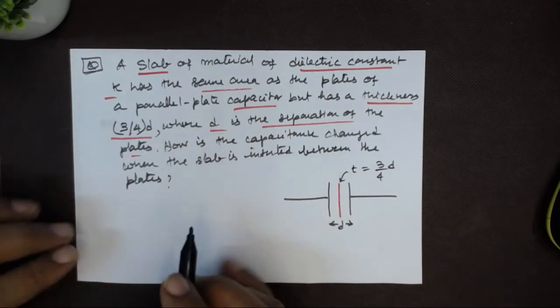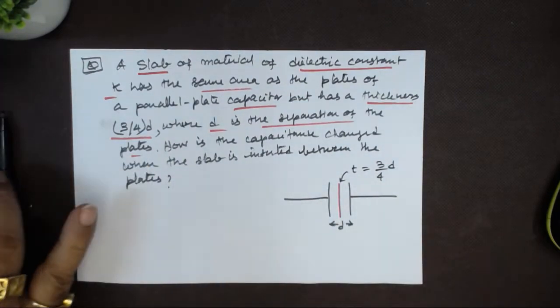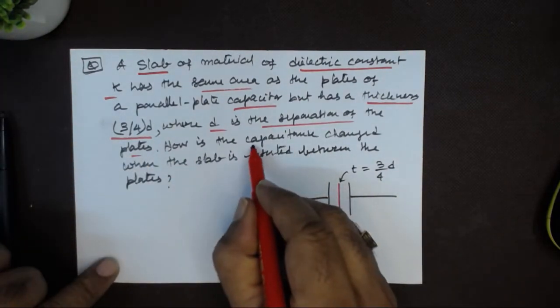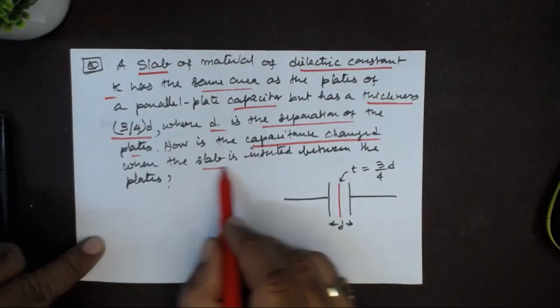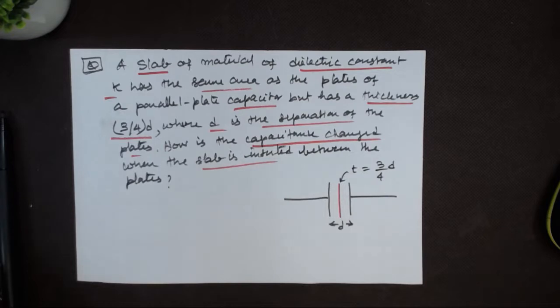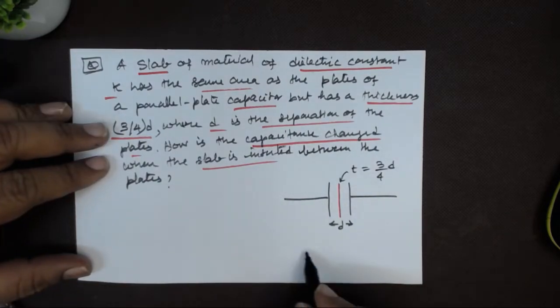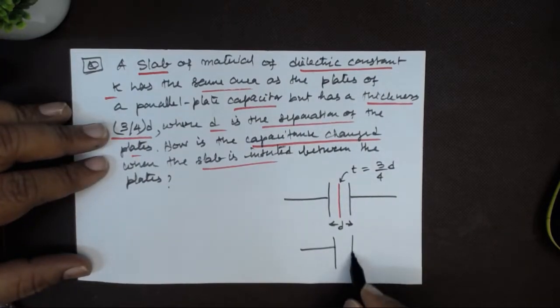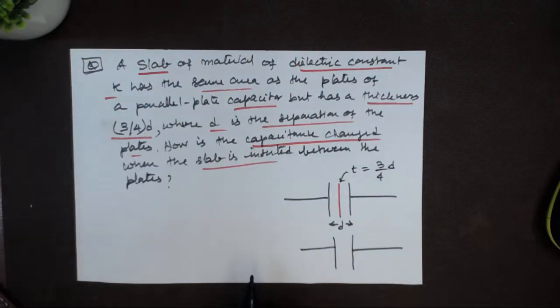Now, how is the capacitance changed? So we have to mention the change of capacitance when the slab is inserted between the plates. It means before inserting the slab, after inserting the slab. So one is without the insulator. Another is with insulator. Okay, so these are the two cases we are going to have.